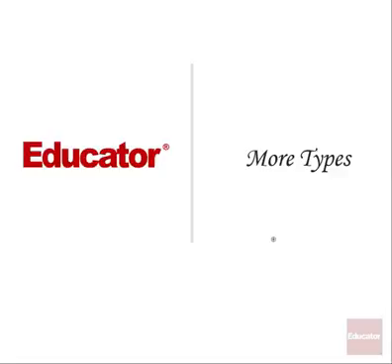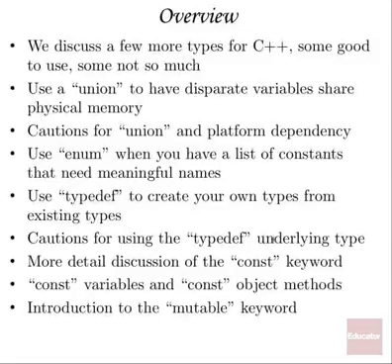Today we're going to talk a little bit more about some typing that can be done with C++. We will discuss a few more types. Some are good to use, some not so much. Some are just left over from C. There's a union, which allows you to store different types of data in the same memory, which has a few issues involved, which we will talk about. So we'll talk about the cautions for those, and particularly platform dependency.